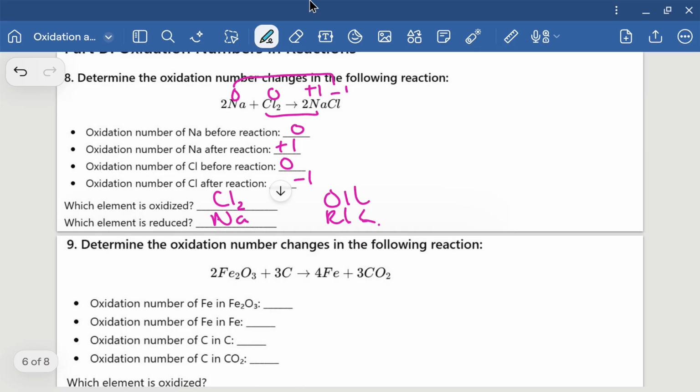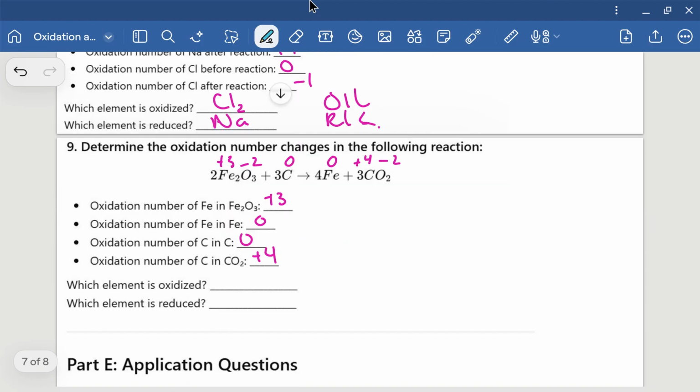The next one, similar idea. Copper by itself is 0, iron by itself is 0. We know oxygen is always -2. And with that, we can figure out the rest. So +4. So going through this, before the reaction, iron was +3. After, it is 0. Carbon was 0. And after, it was +4.